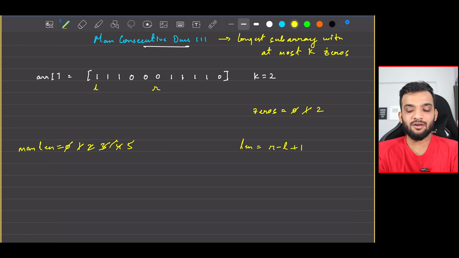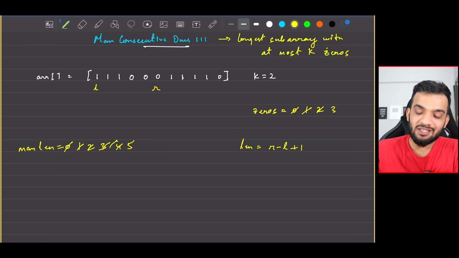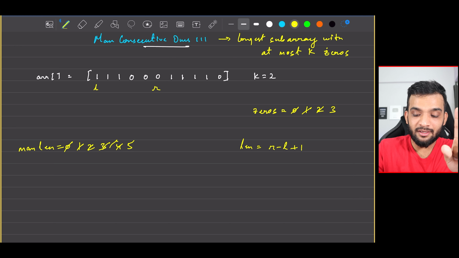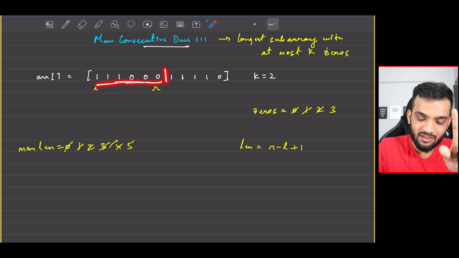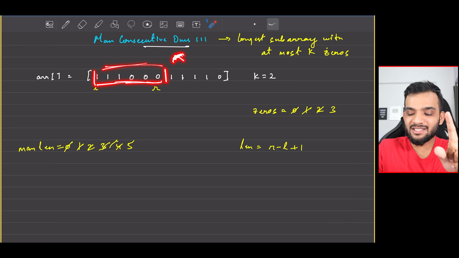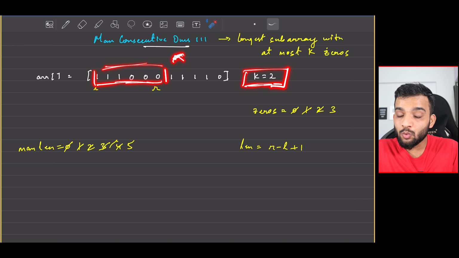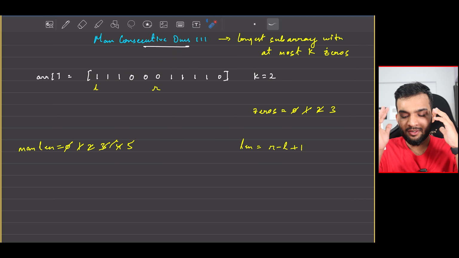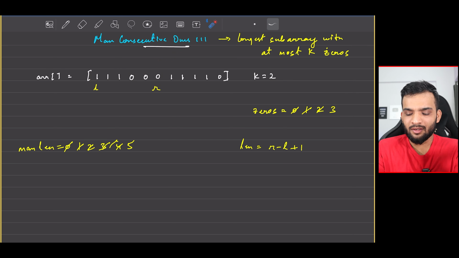If the r moves here, the number of zeros will increase to 3. And thereby, I cannot consider this subarray because the maximum that I'm allowed is 2. I cannot consider this subarray because it has 3 zeros. So what do I need to do?